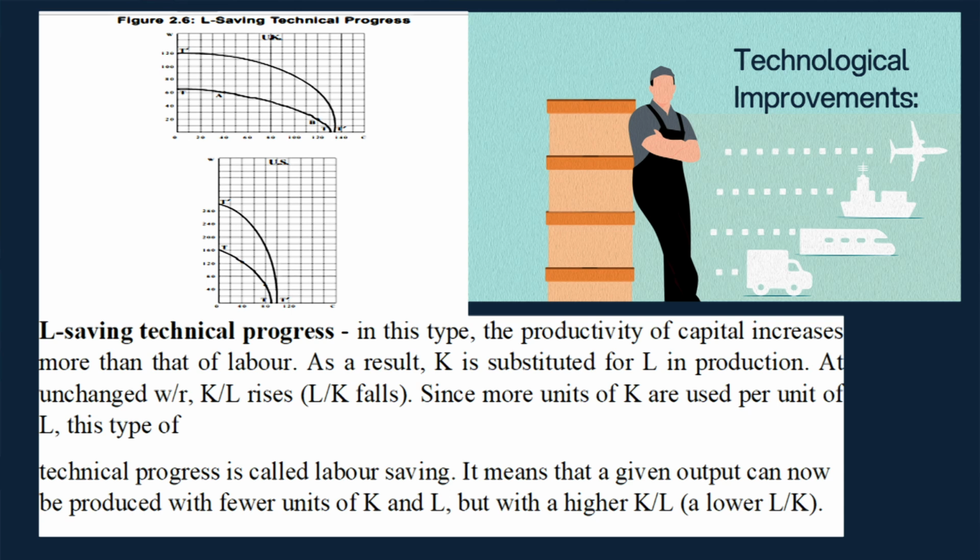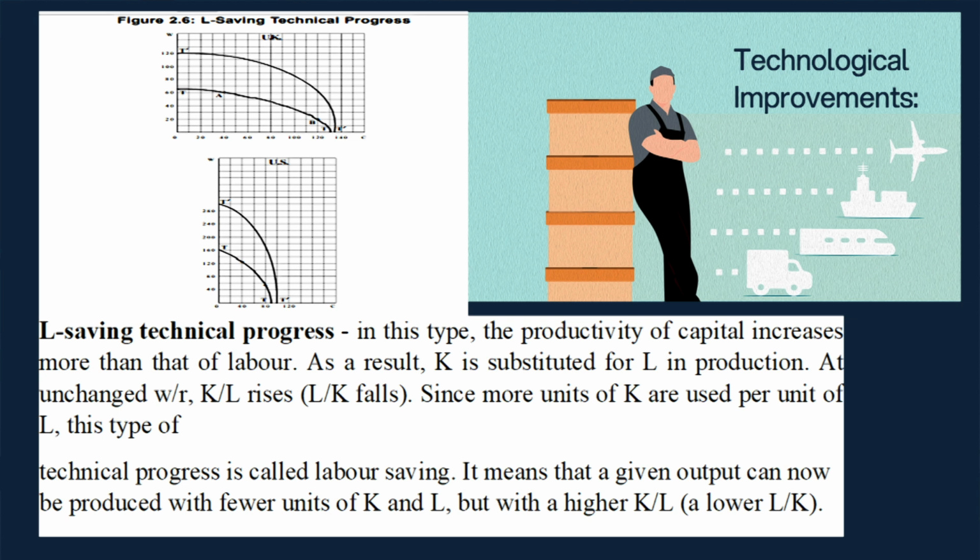So in this type, the productivity of capital increases more than that of labor. As a result, K is substituted for L in production. At unchanged capital-labor ratio, it rises. Since more units of capital are used per unit of labor, this type of technical progress is called labor saving. It means that a given output can now be produced with fewer units of capital and labor, but with a higher capital-labor ratio.